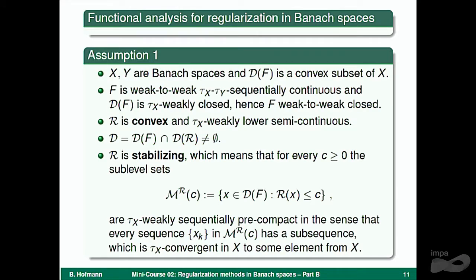I only consider R as convex, and it should be weakly lower semi-continuous. This is only for the optimization guys. In order to work there, the domain is non-empty, and very important, for me the most important point, this R, this penalty, must be stabilizing. I say stabilizing, which means nothing but that the level sets of all elements from the domain where this R is smaller than a constant are, with respect to this weak topology, weakly sequentially pre-compact, in the sense that every sequence xk from this has a subsequence which is in the weak topology convergent in X to some element. This is the stability, and this is the basis for regularization success here.